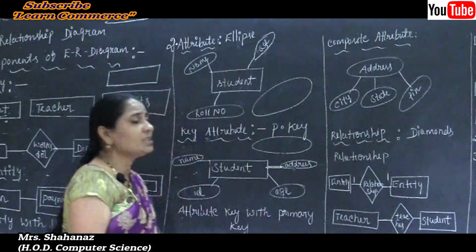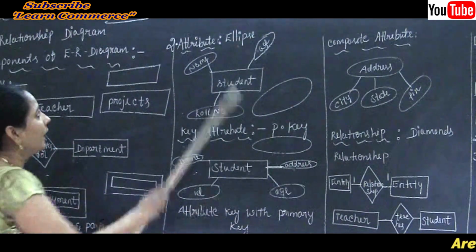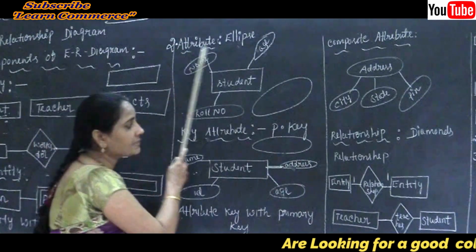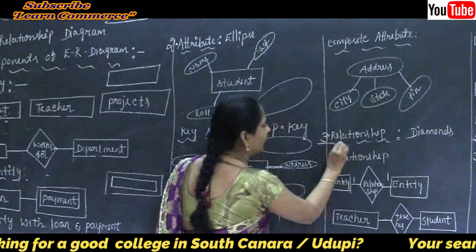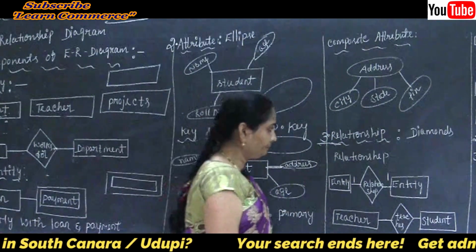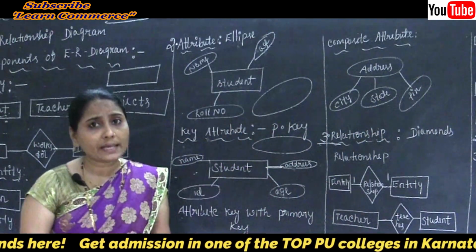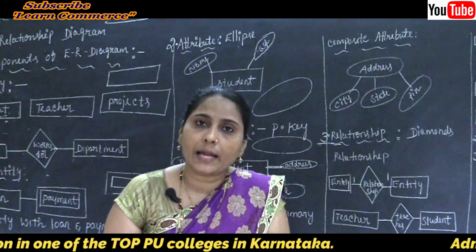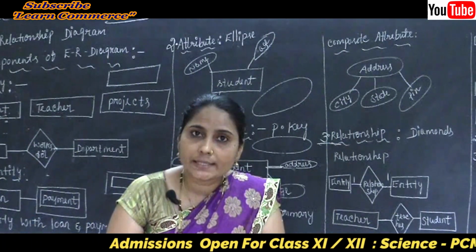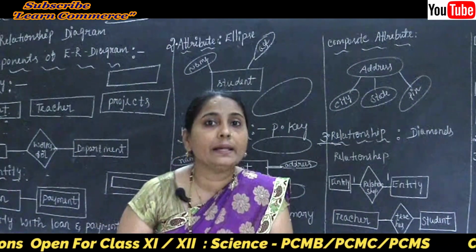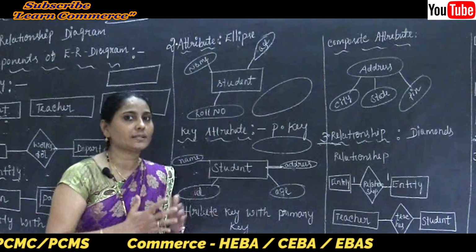Now we have just completed two components of the ER diagram. The first component is the entity and the second component is the attribute. Now the third component is called the relationship. We know that the relationship describes the relation between entities. That means how the entity tables relate to each other. How each table is related to each other is called the relationship.